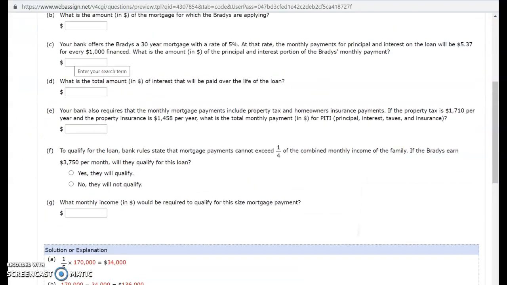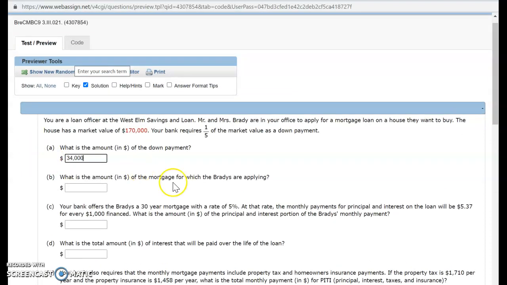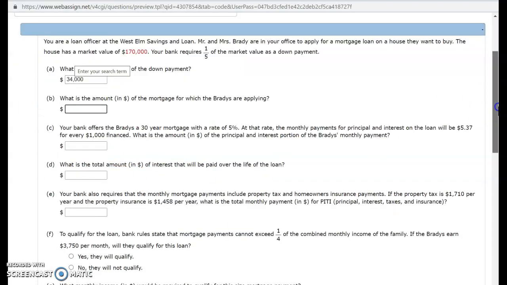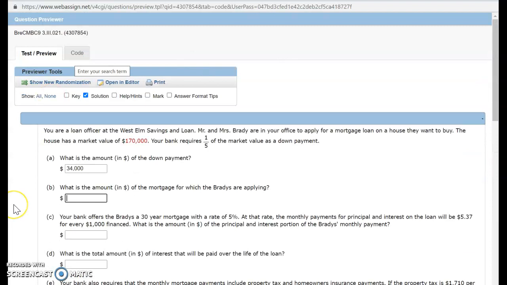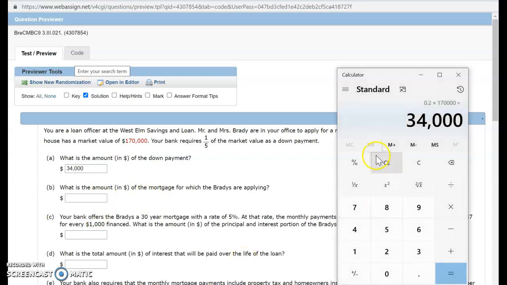Okay, and on the next one, what is the amount of the mortgage for which the Bradys are applying? What is the amount of the mortgage? I was just checking to make sure we did part A right. If you don't do part A right, then you won't get part B. So the mortgage is how much money you're going to borrow.